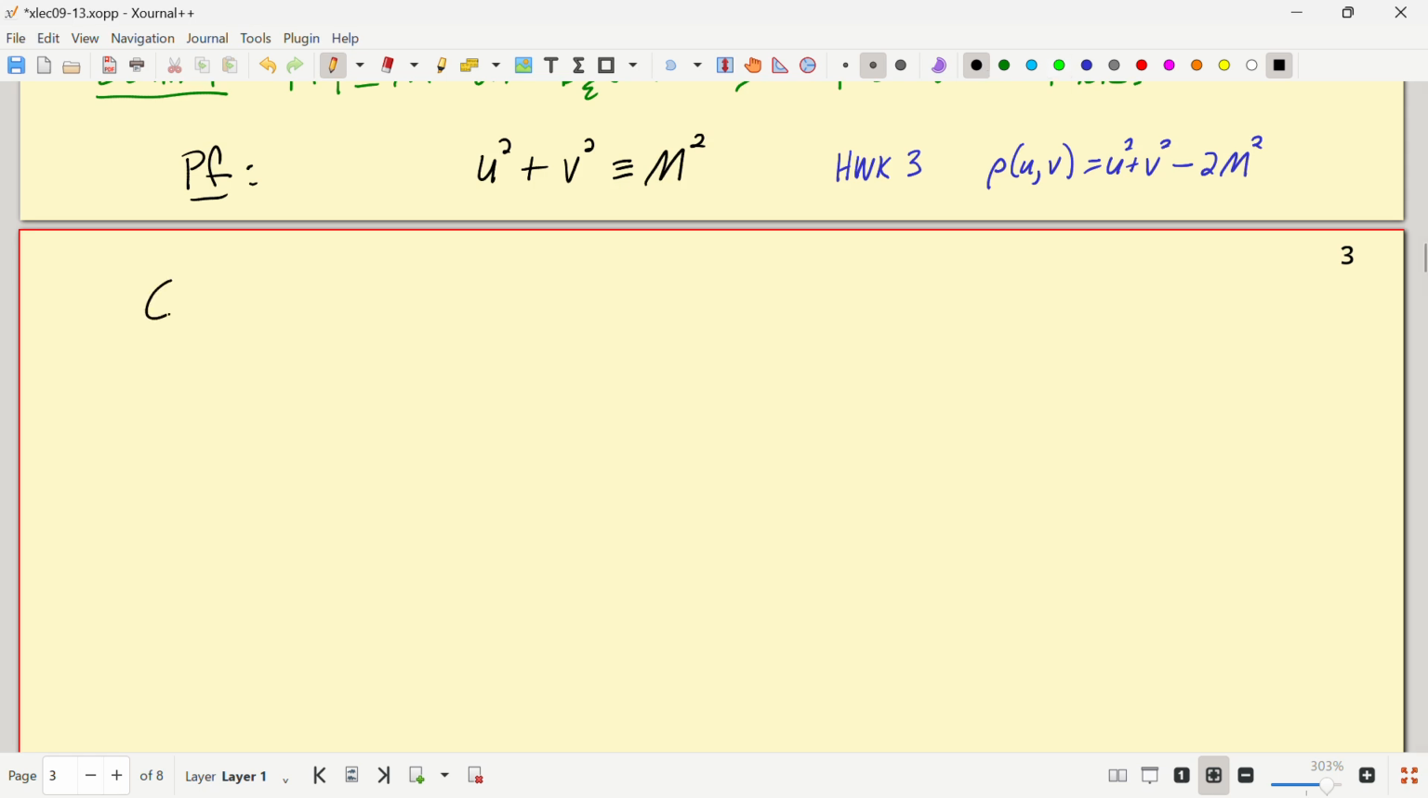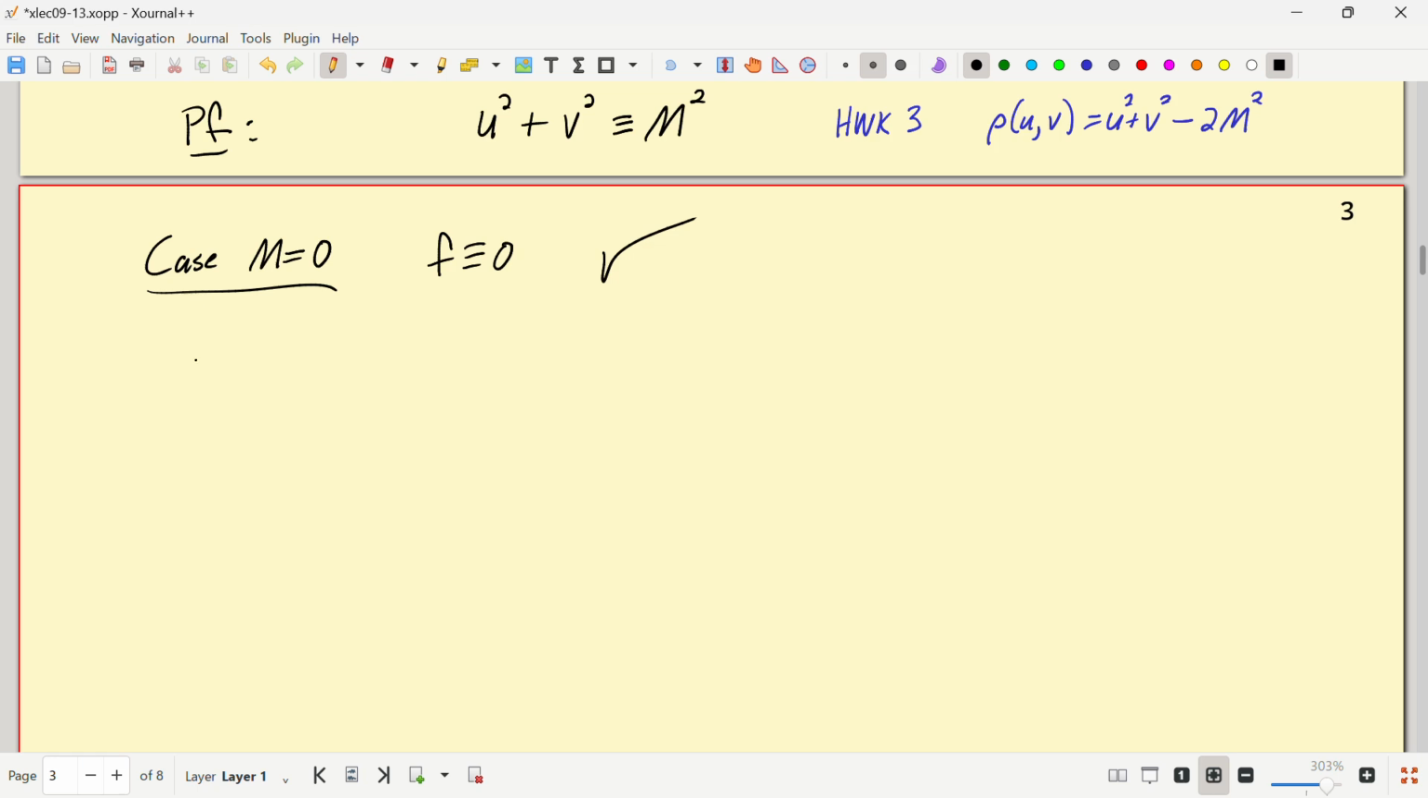Okay, let's do the dumb case first. The case m equals 0. And of course, f is identically 0, because that means that u squared plus v squared is 0. So f is identically 0. Check. That's the dumb case. And now let's do the case m bigger than 0.